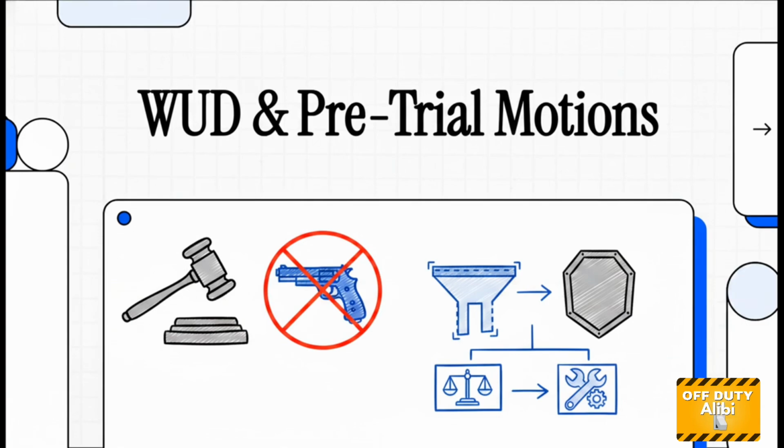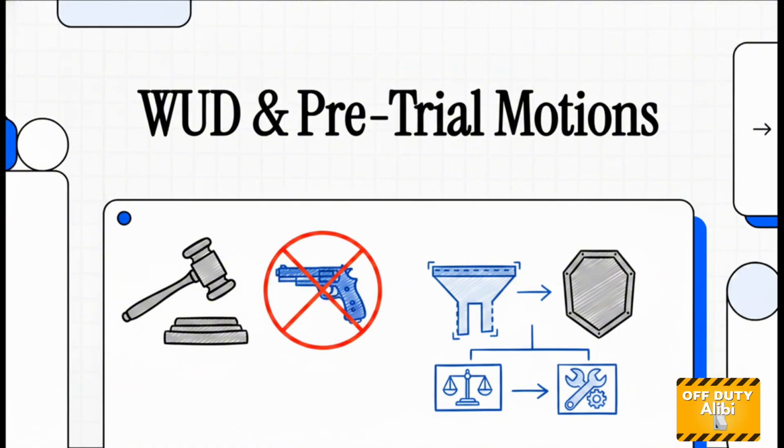Today, we're tackling a really critical intersection in criminal defense, navigating the actual mechanical realities of a weapons under disability charge. You'll often hear this just called WUD. And, more importantly, we're looking at the specific pretrial motions you absolutely have to master to fight it. We're going to break down the substantive law first and then dive deep into the procedural tools you've got to use to protect your client.